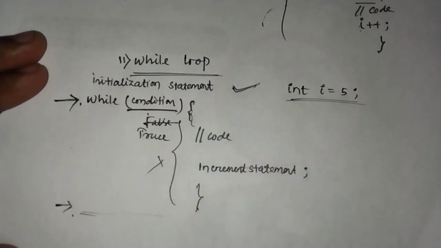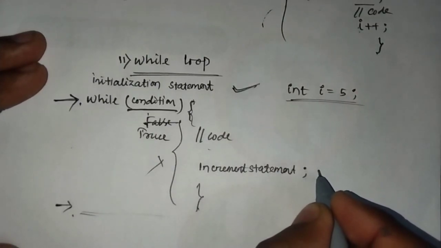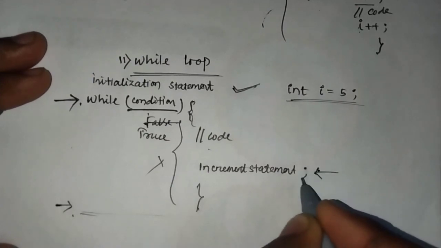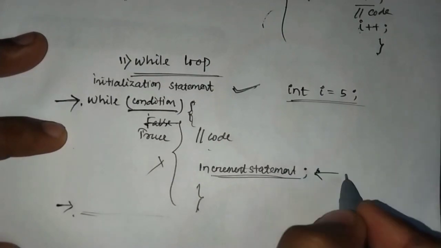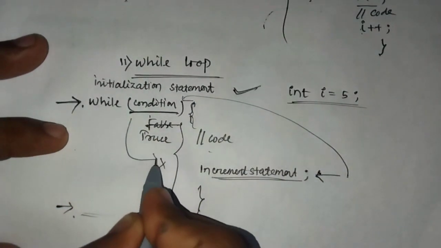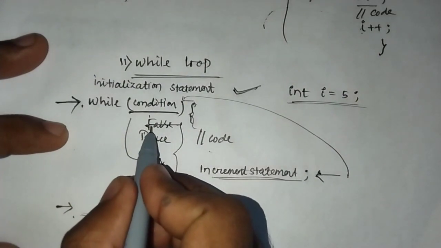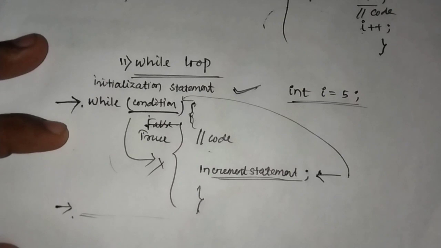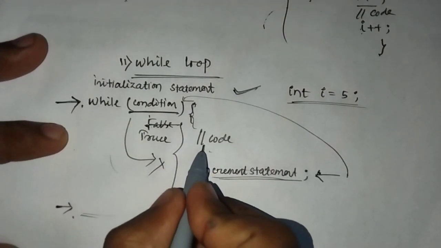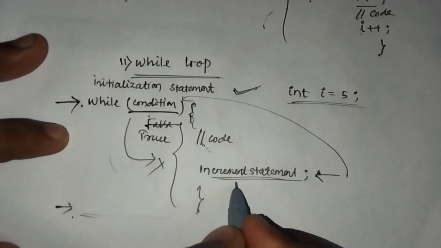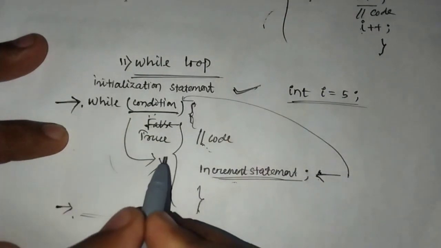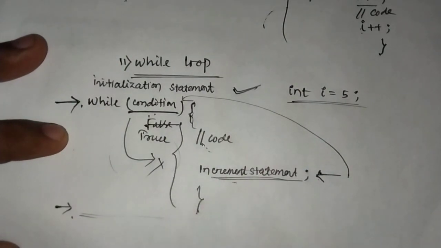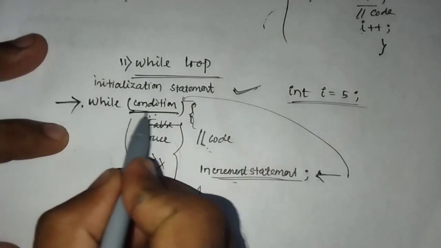Then the compiler will execute the code. After that the compiler will update according to the rule of incrementation. After the increment, if the condition is true, then it will come to the code. If it is false, then the compiler will skip this part. Again, if it is true, it will go into the body, run the code, and then increment or decrement. After the incrementation, it will again check the condition. If this is true, then it will print again. It will continue as long as the condition remains true.